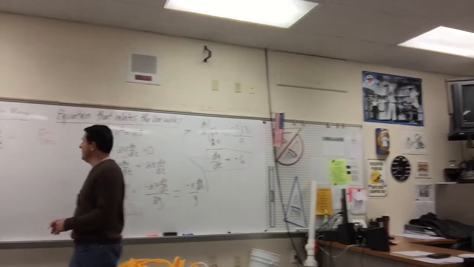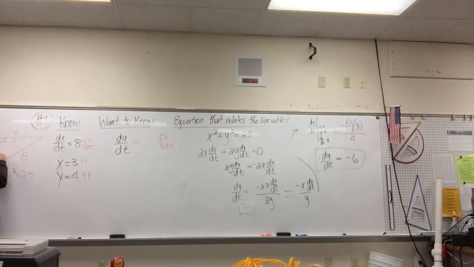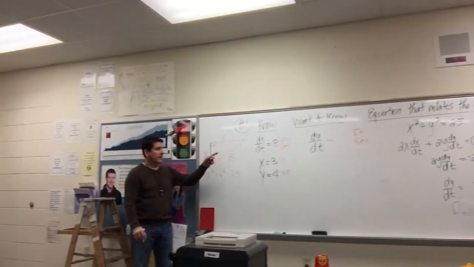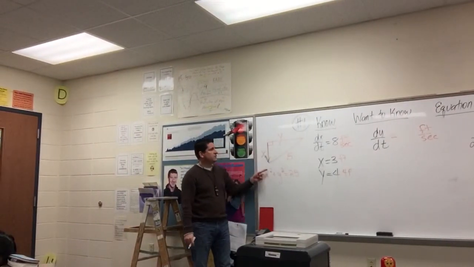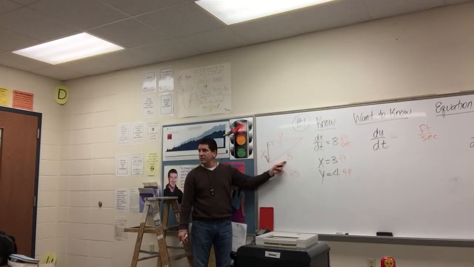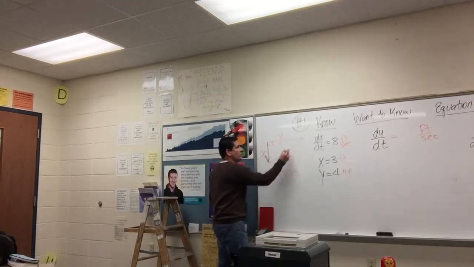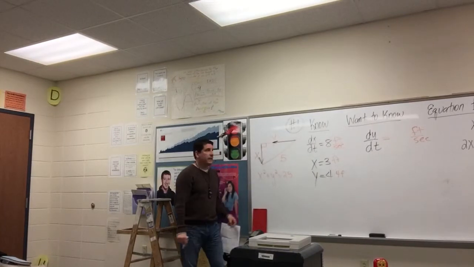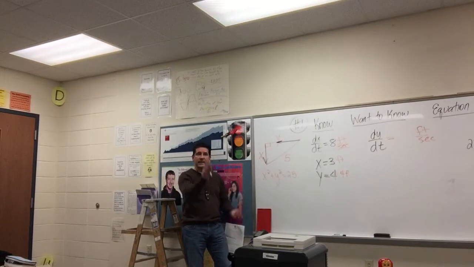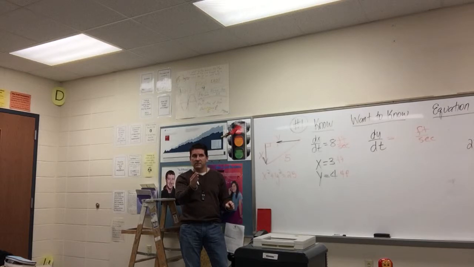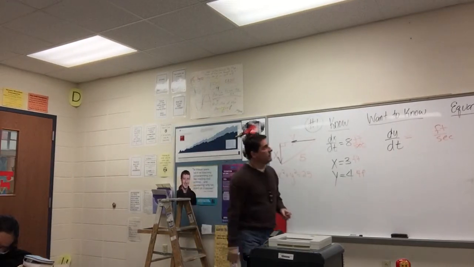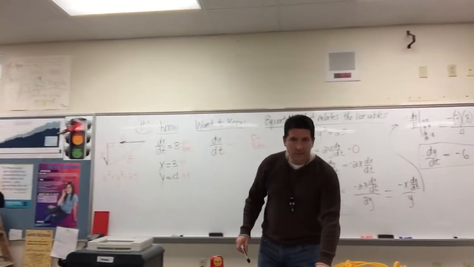To try to imagine what's going on here, x is growing really fast at 8, let's pretend it's feet per second. If x is growing really fast at 8 feet per second, and the 5 has to stay the same, what has to happen to y? It's got to shrink. So that's why y is changing, and it has to change at a rate of negative 6 feet per second in order for that 5 to stay exactly where it belongs. Does that make sense? Okay. All right, let's do another one. Number 2. Go look at that one.